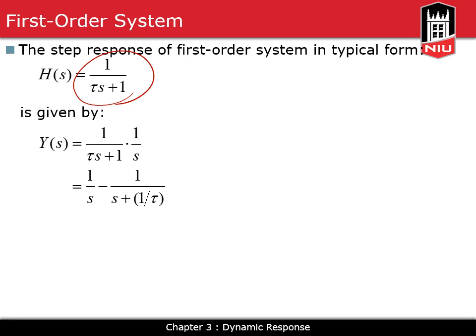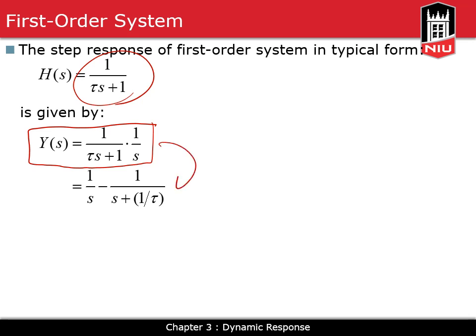Consider this. If we want to find its step response, that means the input is the step input. The Laplace transform of a step input is 1 over s. So if we multiply the input by the transfer function, we have the output. So multiply input by transfer function, 1 over s by 1 over tau s plus 1. That would be our output. If we want to find the output in the time domain, or y of t, we have to do inverse Laplace transform. For that, we need the partial fraction expansions.